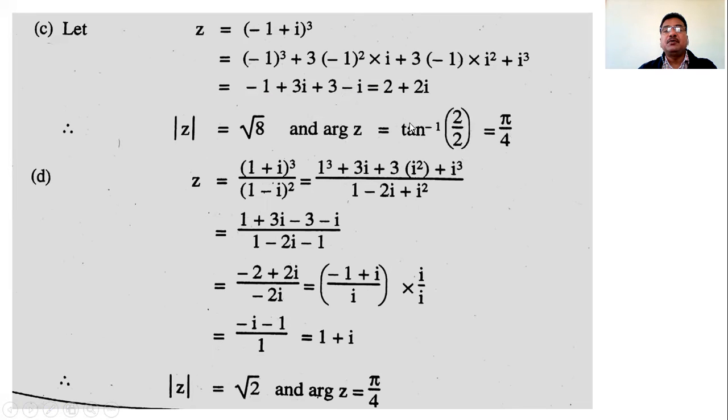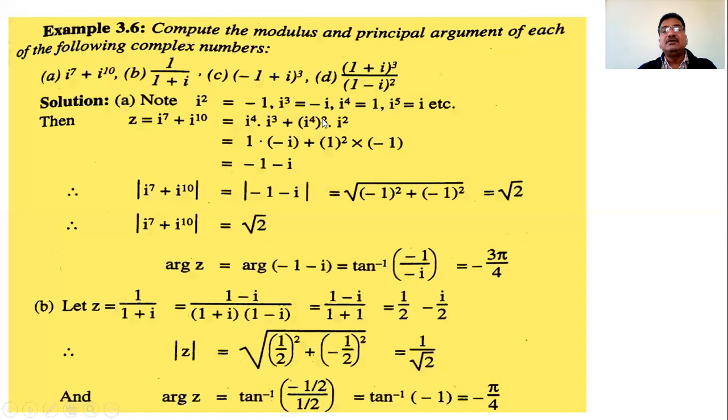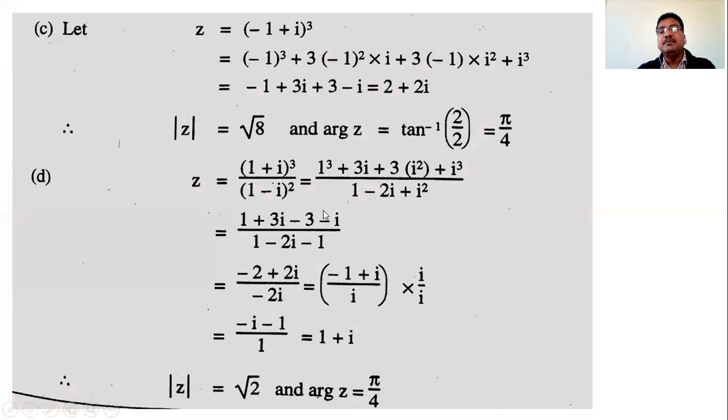Okay. So if we have to write the polar form of this number, then we write it as z is equal to root 2 in bracket cos pi by 4 plus i sin pi by 4. Then the last number, this is (1 plus i) cube. This problem is (1 plus i) cube by (1 minus i) square. First find (1 plus i) cube and then find (1 minus i) square.